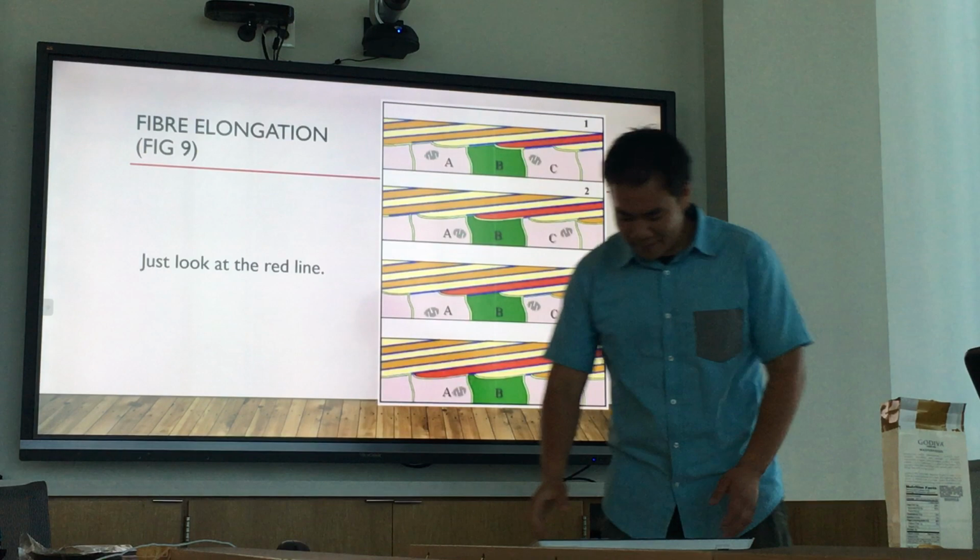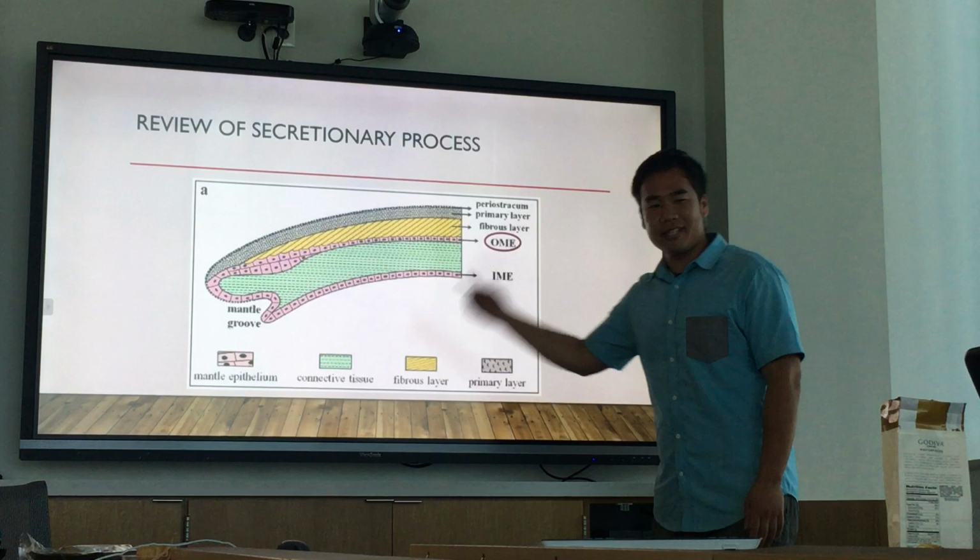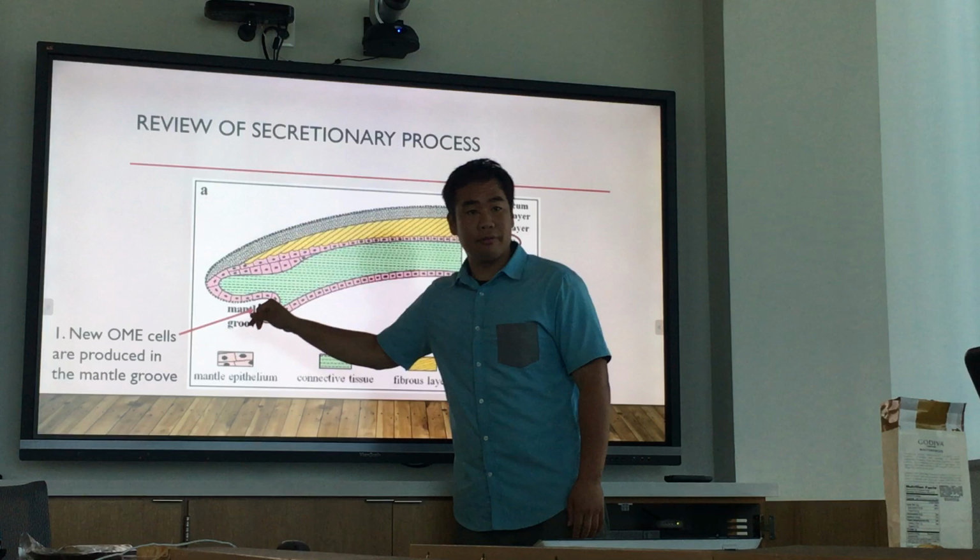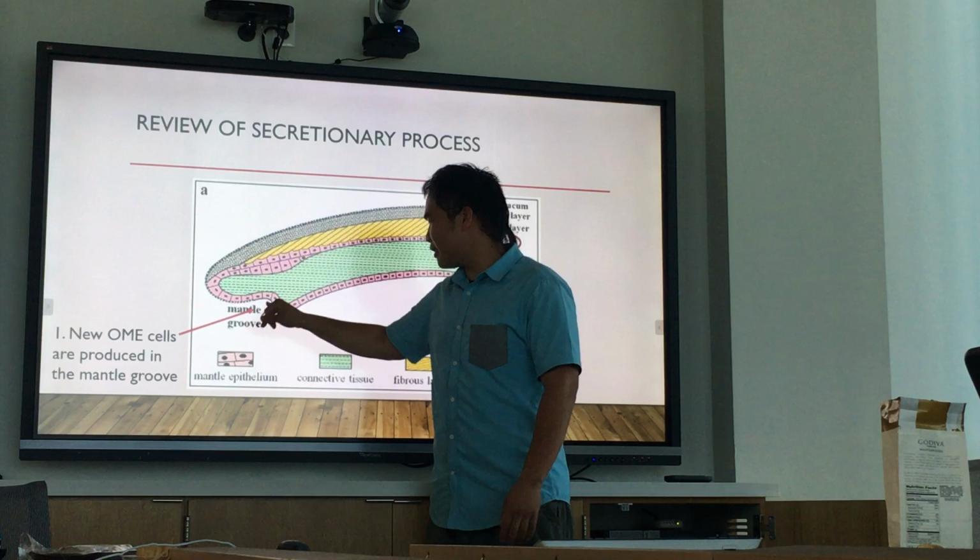Yeah. Okay. Does that make sense? Yes. Okay. Cool. So let's just go over all the steps to making the shell, starting from this. The first step is you have to create the mantle epithelial cells. They're formed in the mantle groove right here. But guess what? The shell is not here. The shell's over there. So how do you think the cells go from here to here?